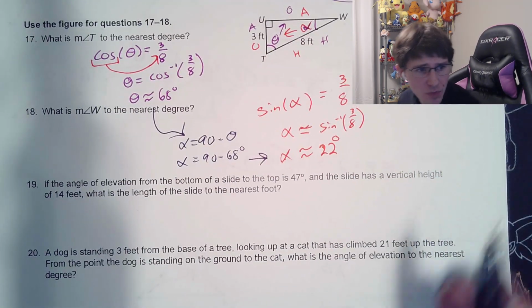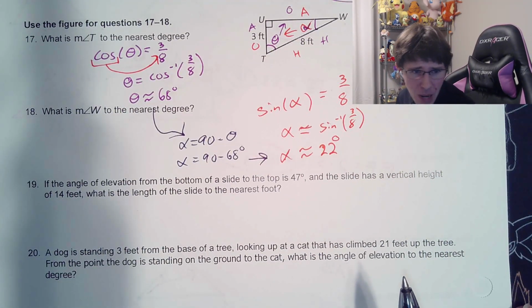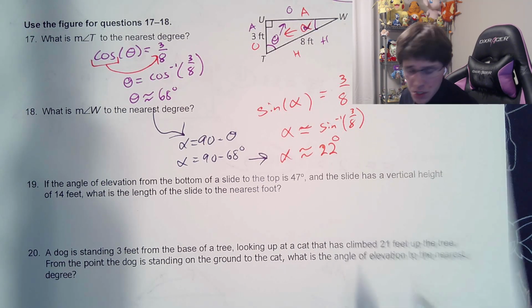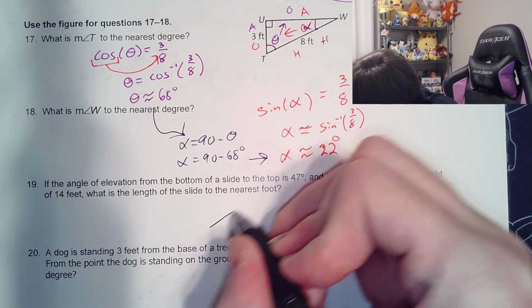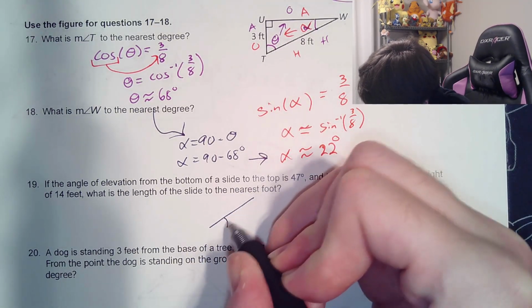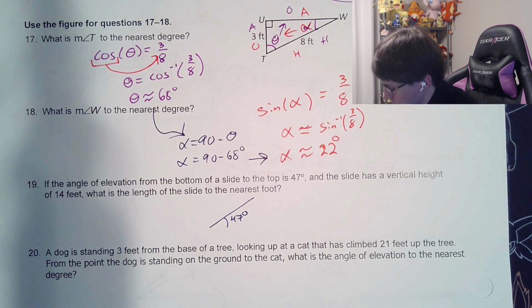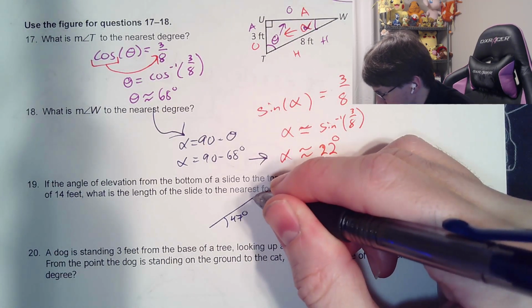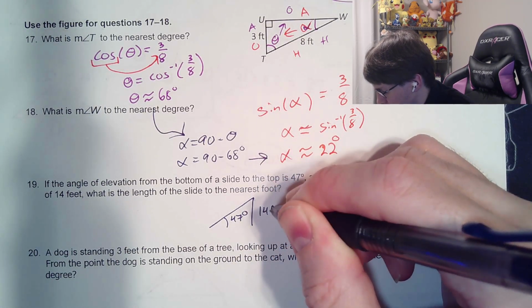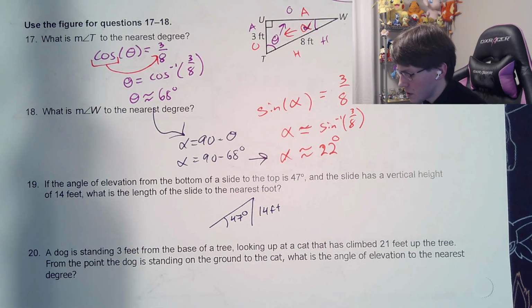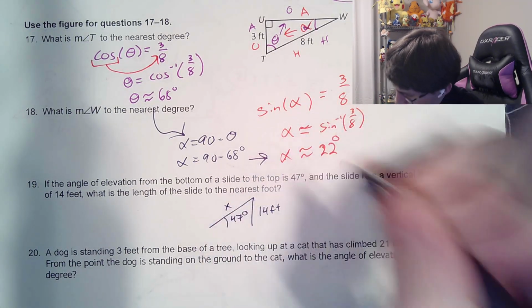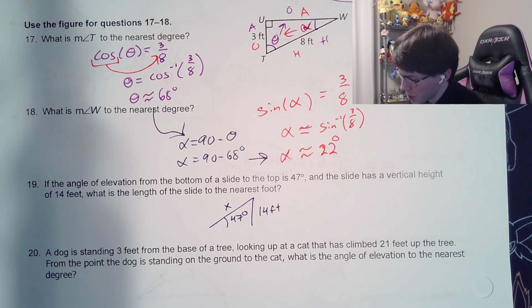All right, number 19. If the angle of elevation from the bottom of a slide to the top is 47 degrees. So you're on a slide here. You get your slide, and the angle from the bottom to top is 47 degrees. Okay, and the slide is a vertical height of 14 feet. So let's drop a side over here that's 14 foot. What is the length of the slide? So that's going to be this side over here. That's going to be our triangle that we're making up here.